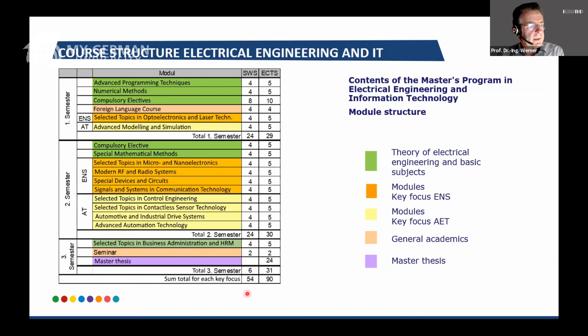The third semester has one lesson, which is business administration. And then you have the master thesis and the seminar where you present your results from the master thesis work.